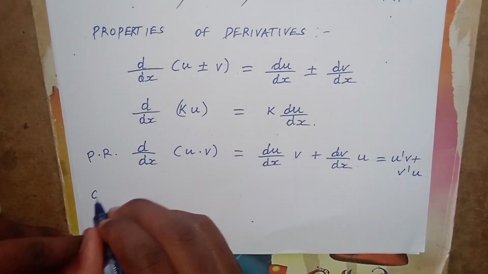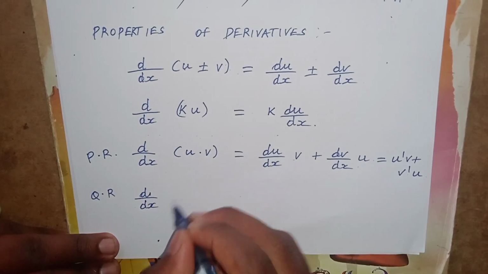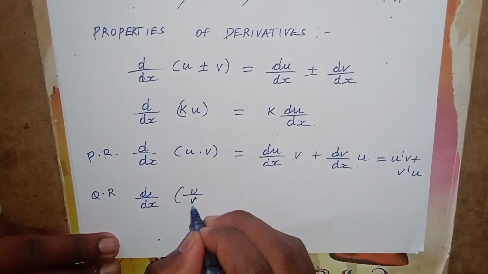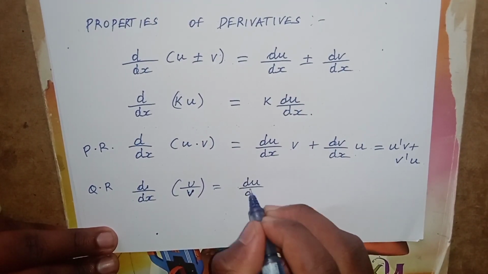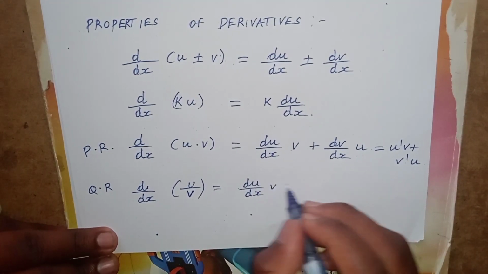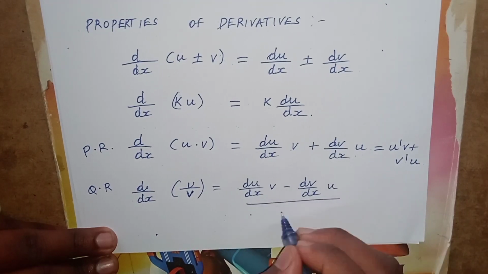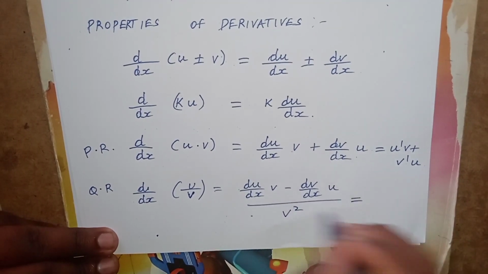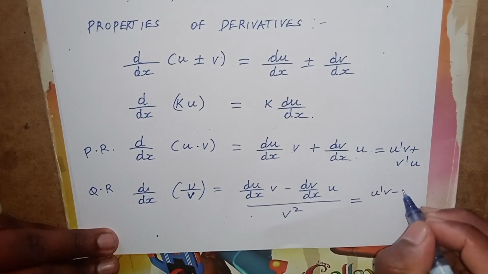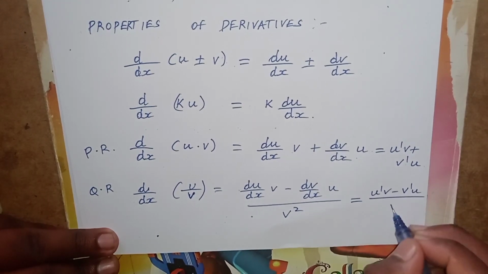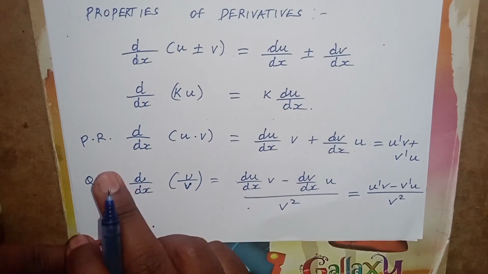Next, the quotient rule. The quotient rule is d by dx of u by v, which equals du by dx times v minus dv by dx times u, divided by v squared. Simply we can write it as u dash v minus v dash u divided by v squared. This is our quotient rule.